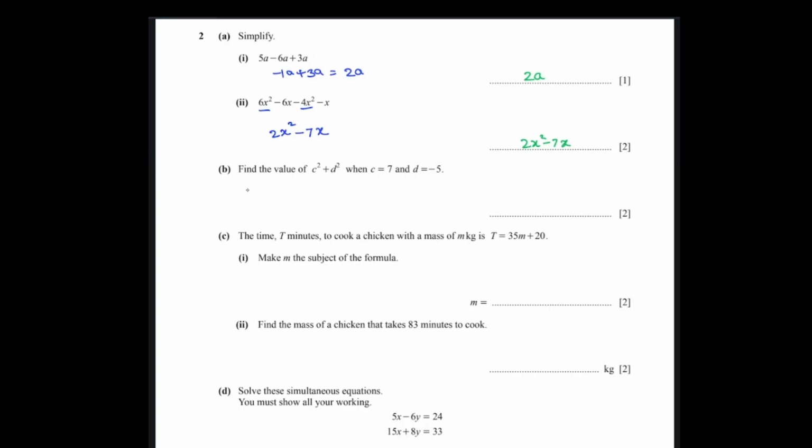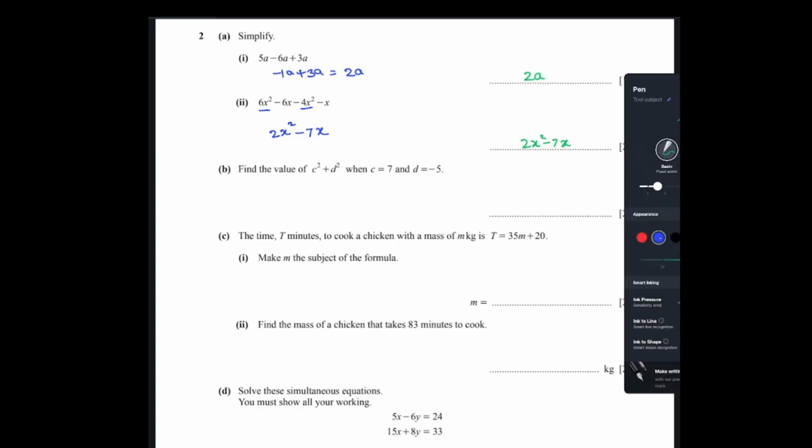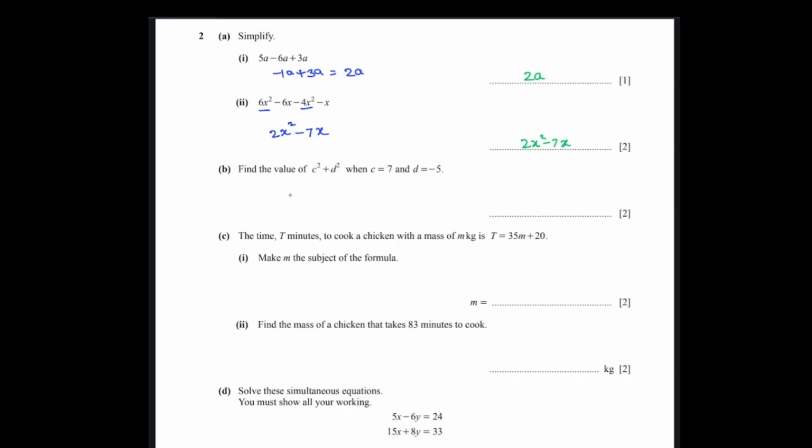Question number B. Find the value of c square plus d square when c is equal to 7 and d is equal to minus 5. So now just substitute the values: 7 square plus minus 5 whole square. So that will be 49 plus 25, because a negative number when squared becomes positive. So the answer is 74.